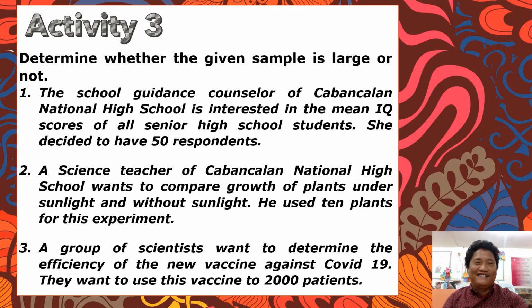A few moments later. Welcome back again. So I believe you already have your answers for this activity number 3. For the first situation, the answer is large because it's greater than 30. How about the second situation? Very good. Not large, or you can say small, because he used only 10 plants, which is less than 30. And very good, large. So I guess you already know a sample is large if the sample size is greater than 30.